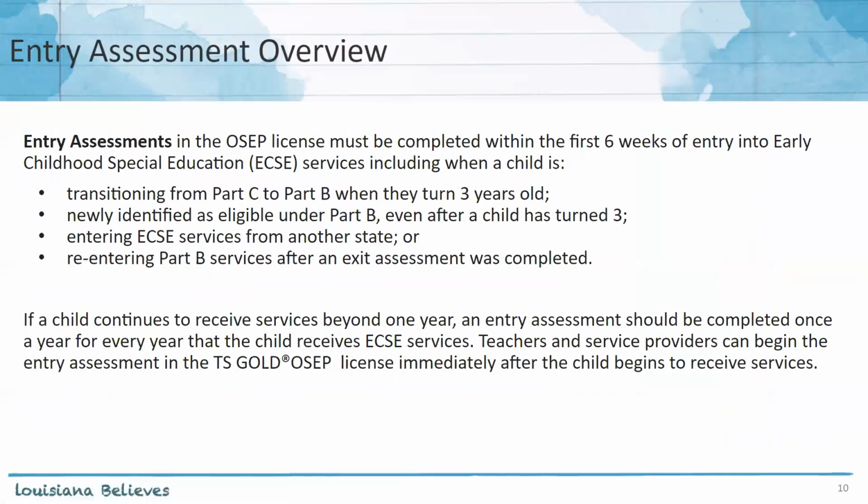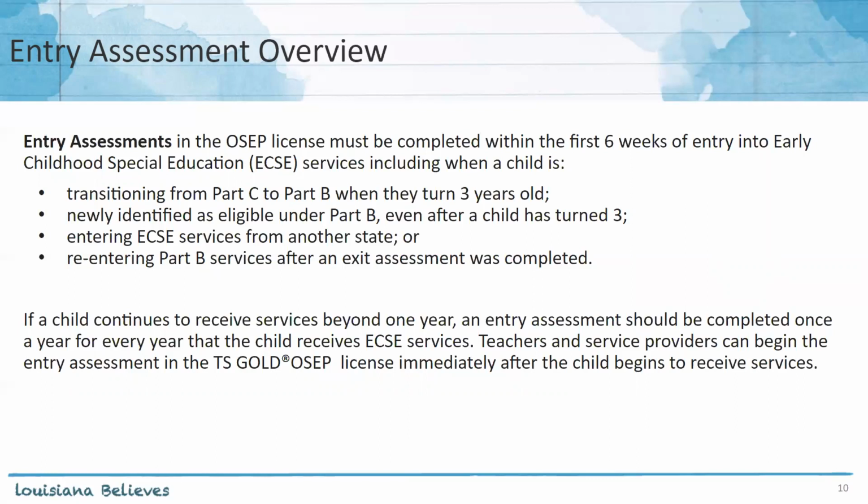Entry assessments in the OSEP license must be completed within the first 6 weeks of entry into early childhood special education services, including when a child is transitioning from Part C to Part B when they turn 3 years old, newly identified as eligible under Part B even after a child has turned 3, entering early childhood special education services from another state, or re-entering Part B services after an exit assessment was completed.